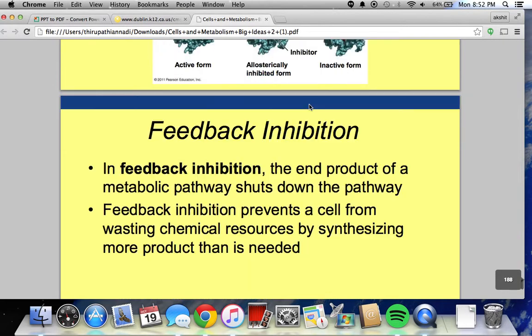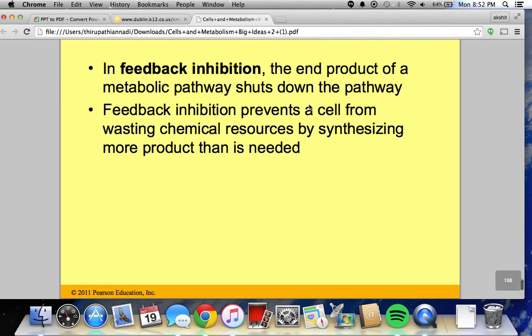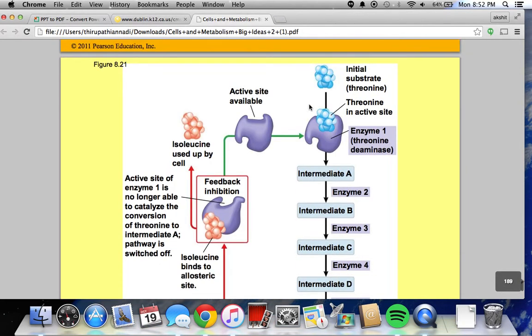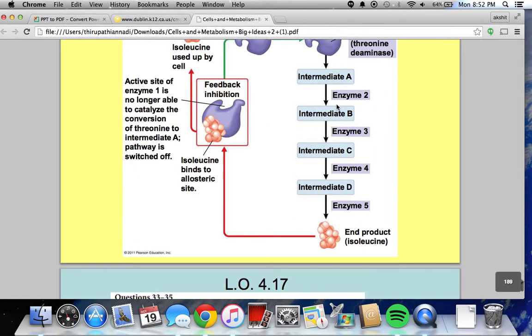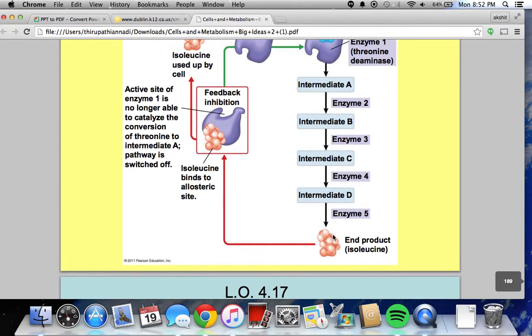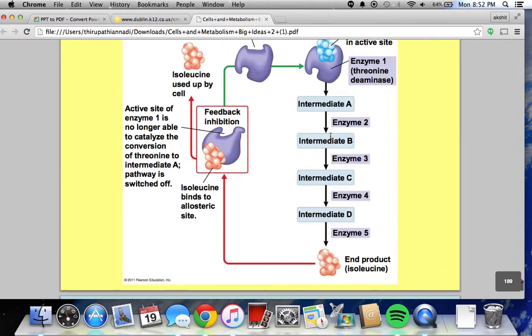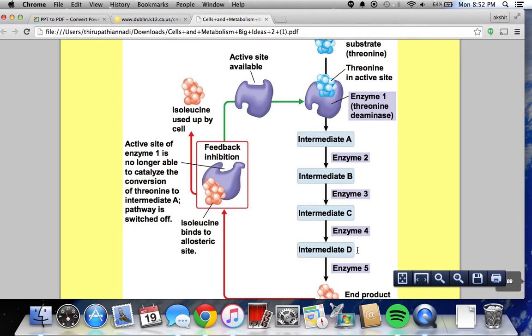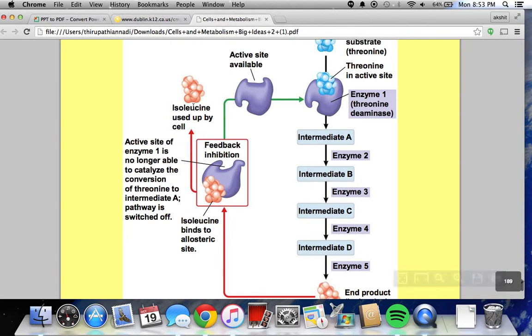This is not really that important, but in feedback inhibition, the end product of a metabolic pathway shuts down the pathway, and it's better shown through this example. So this blue thing, threonine, in the reaction is being converted to isoleucine, and it keeps on doing this. But if you have a lot of isoleucine, it needs to stop making it, right? Otherwise, you have an imbalance. So isoleucine gets attached to the enzyme, and that stops the enzyme from working.